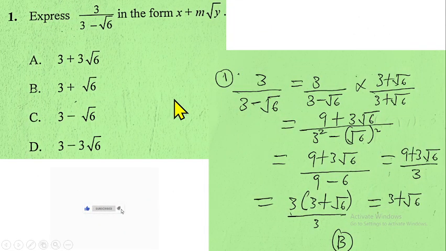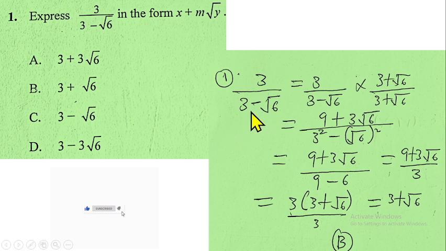Now the first question is what you are seeing on the screen right now, and the question is from Surds. We have to express 3 over 3 minus surd 6 in the form of x plus m surd y. So we have to simplify this and express our answer in this format. It's quite simple. We know that we are having a fraction here, and the denominator is in surd form. And we know vividly that anytime you have a fraction of surds and the denominator is in surd form, that means we need to rationalize the surd. So therefore, we need to rationalize this surd by finding the conjugate of the denominator.